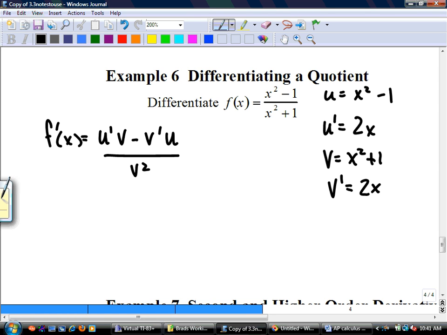Now, I don't remember it that way. I remember it, now watch how I say it. The derivative of the top, it's more words, but it makes sense. The derivative of the top times the bottom minus the derivative of the bottom times the top all over the bottom squared. Which makes more sense to you.